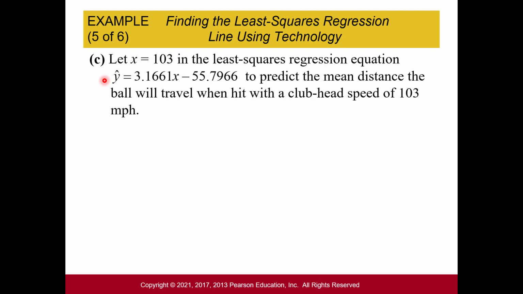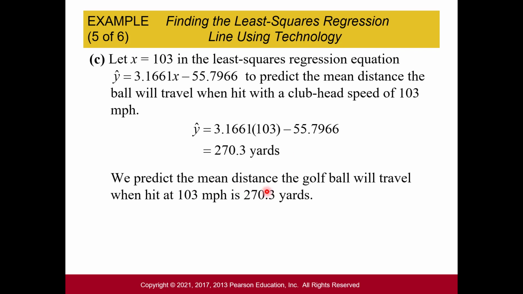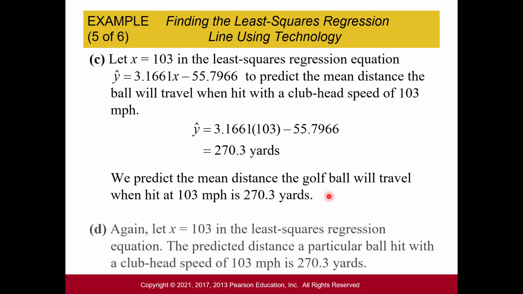Okay, so we're going to use our linear equation we came up with using technology to figure out what happens when we have x equals 103. And so we're going to use this to predict the mean distance the ball will travel when hit with a club head speed of 103 miles per hour. So we just plug that right into our formula, and we get that the predicted distance is 270.3 yards. So we predict the mean distance the golf ball will travel when we hit it at 103 miles per hour is 270.3 yards.